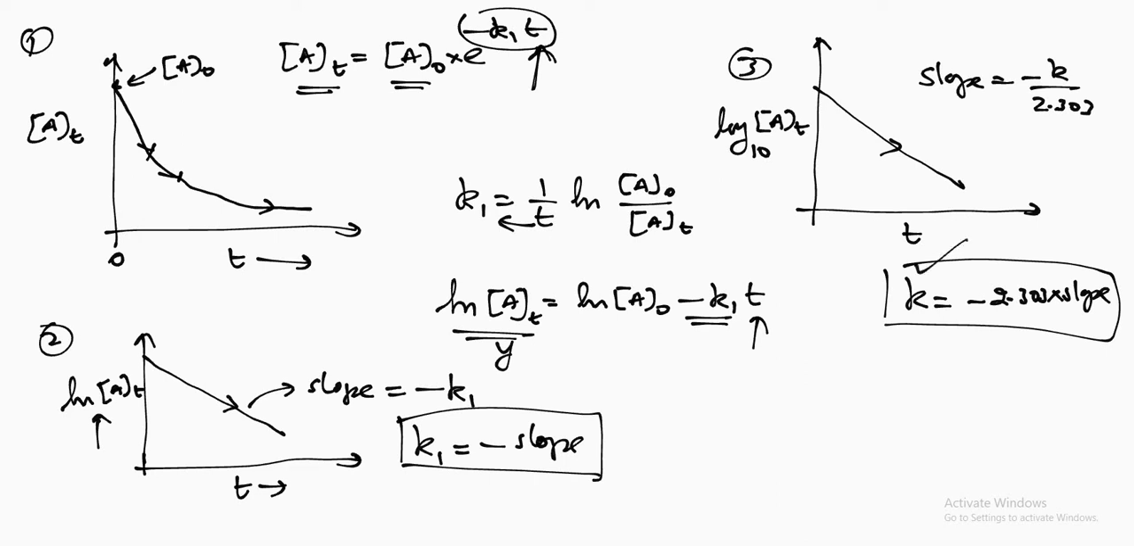Okay, so you can calculate the rate constant for a first order reaction, either using this plot or that plot. But when should 2.303 be introduced, and when should it not be considered? That depends upon the quantity that we are plotting. Students, observe carefully. In the second plot, in y-axis we have plotted ln AT. In the third plot we are plotting log base 10 AT.